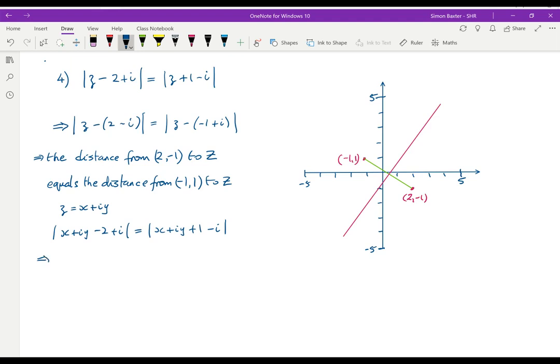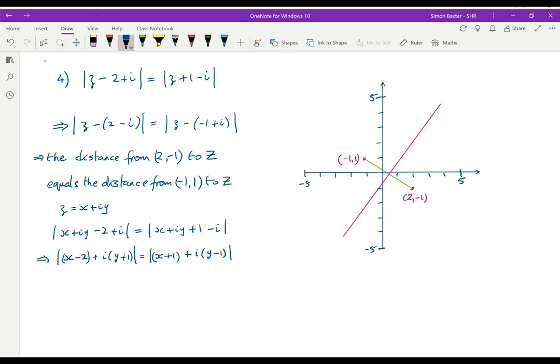Well, let's collect together the real parts and the imaginary parts. x minus 2, there's the real part, plus i times (y plus 1), there's the imaginary part. That has to be equal to x plus 1 is the real part, plus i times (y minus 1).